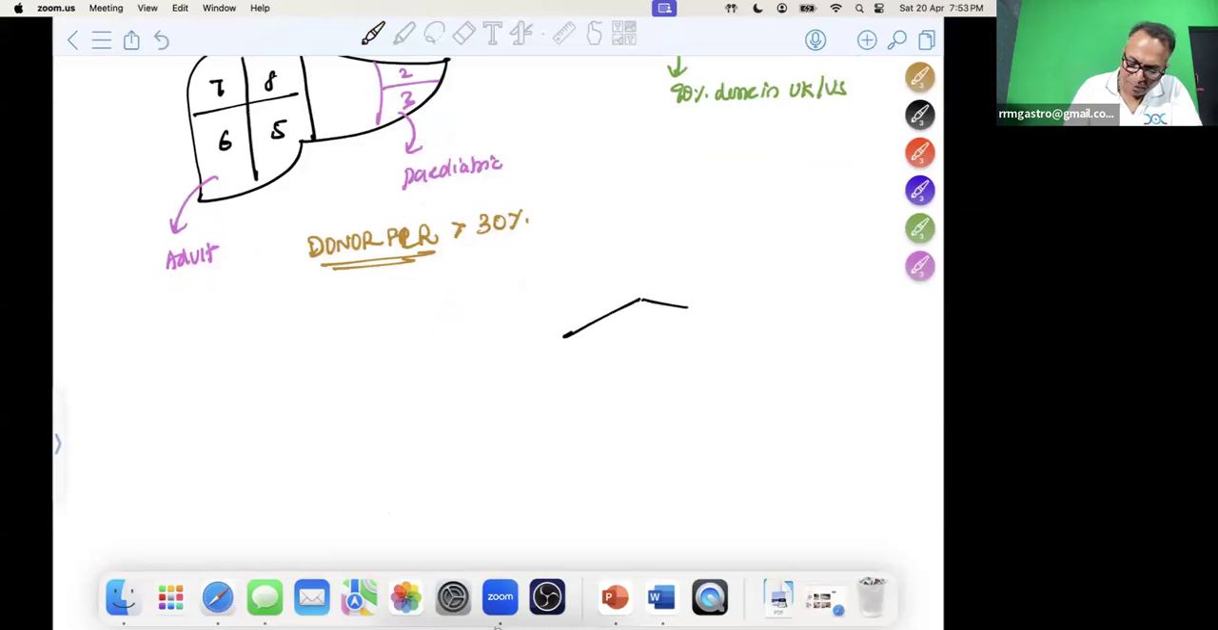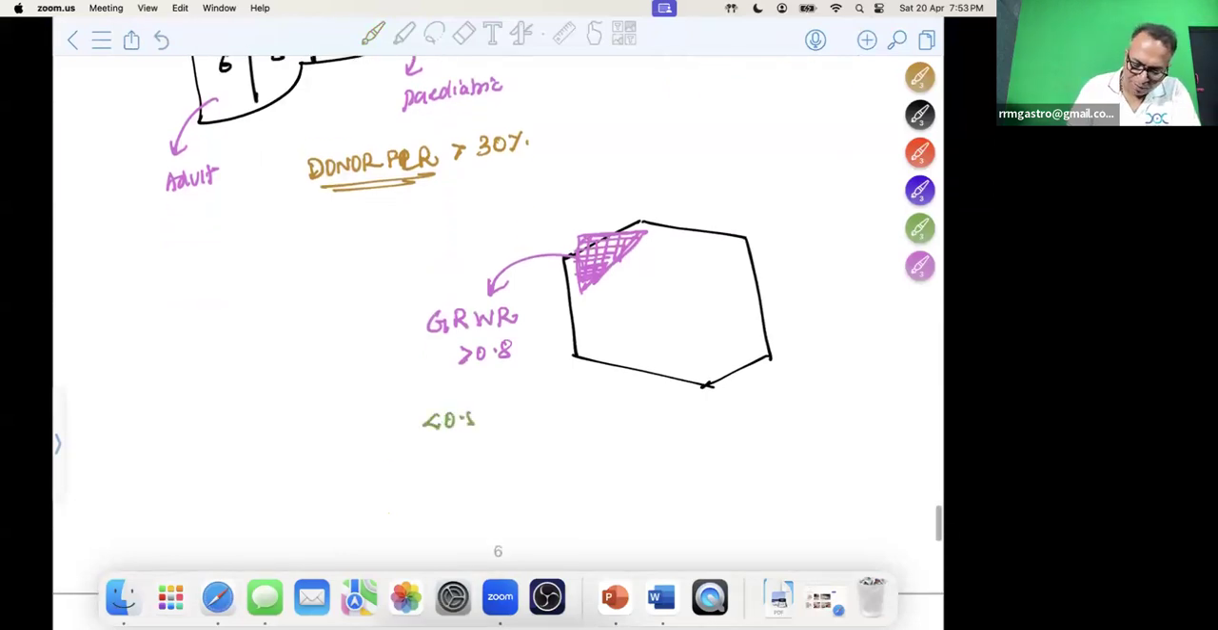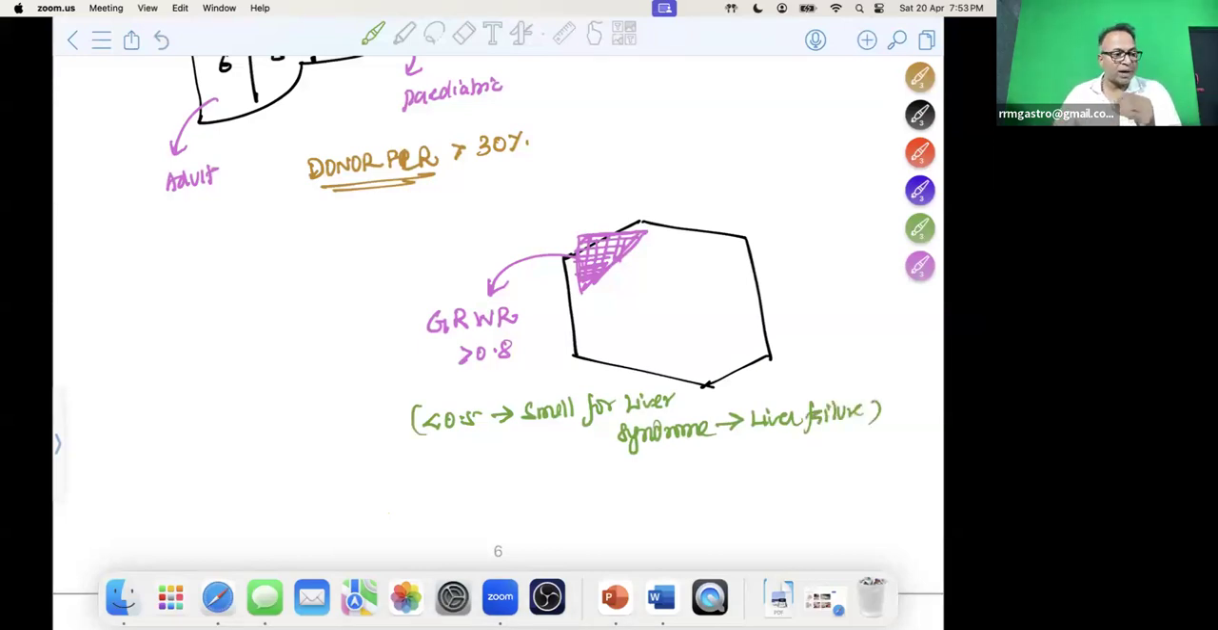And if I am talking about the recipient, if I am going to keep a new liver, part of a liver from a live donor, for this recipient, this should have a graft recipient weight ratio of more than 0.8. If it is less than 0.5, small for size liver syndrome develops and the patient will go into liver failure. If GRWR is less than 0.5, liver failure happens. Please don't forget this. It should be more than 0.8.